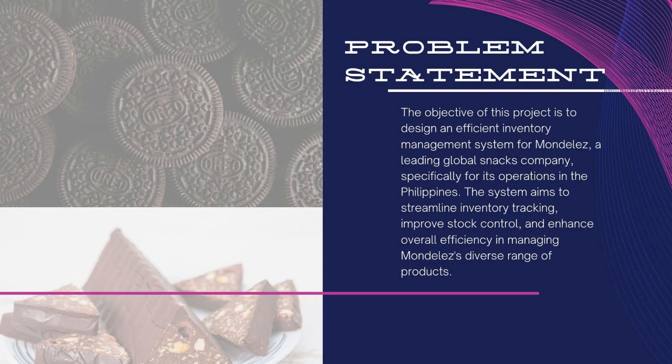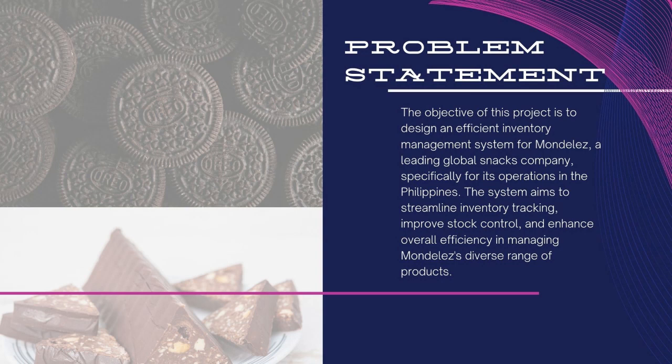Next is the supplier management. It aims to record information about suppliers such as name, contact details, and products supplied. And it is also used to establish relationships between suppliers and products to facilitate procurement processes.